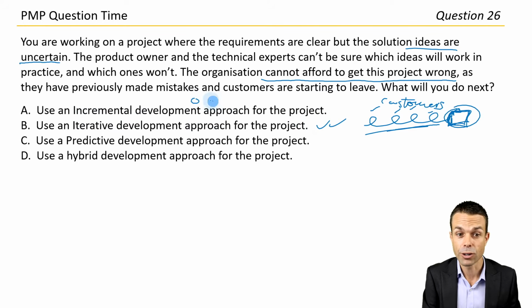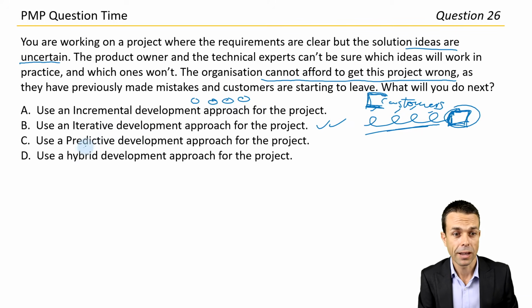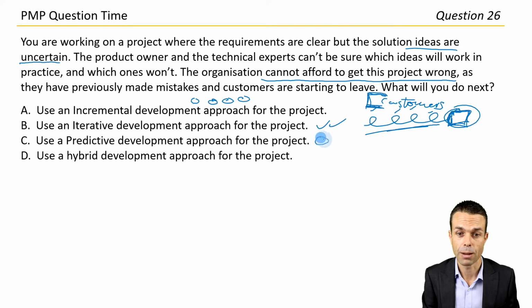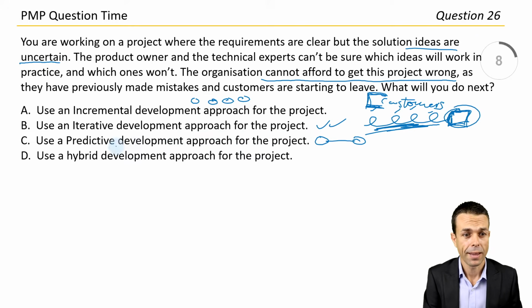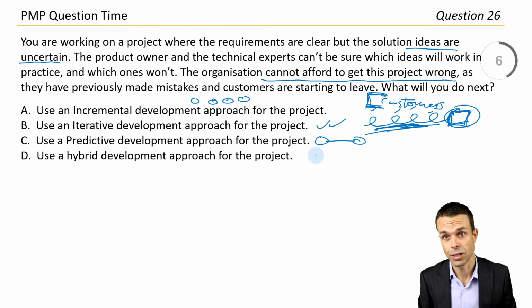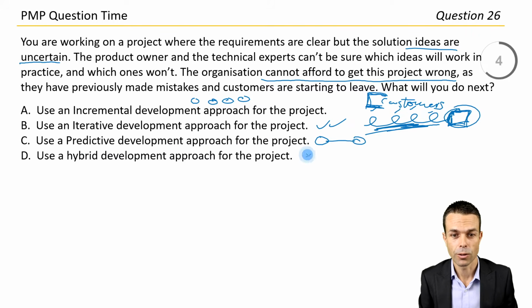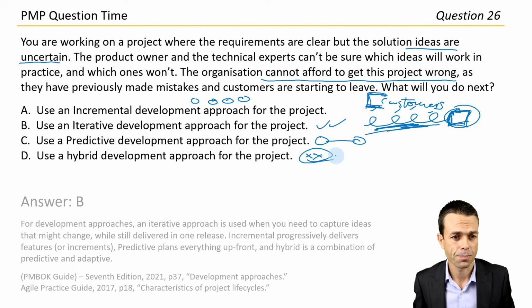Incremental is delivering increments of value. So we don't want to do that just yet because we don't want to scare away our customers. Use a predictive development approach. That will just plan everything up front and then deliver in one go without all of that feedback in between. And a hybrid is part agile and part waterfall. So not specifically for our scenario here. Let's go with answer B.